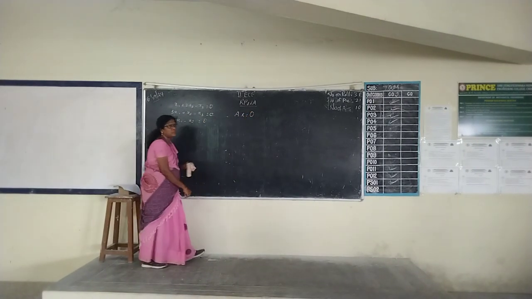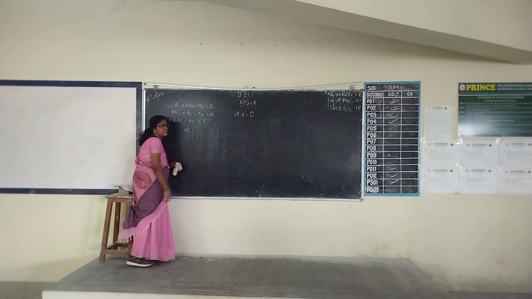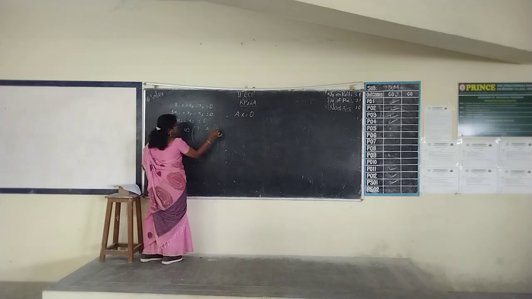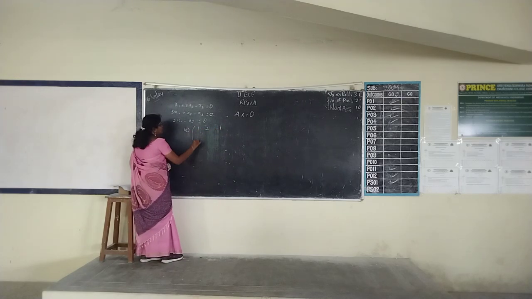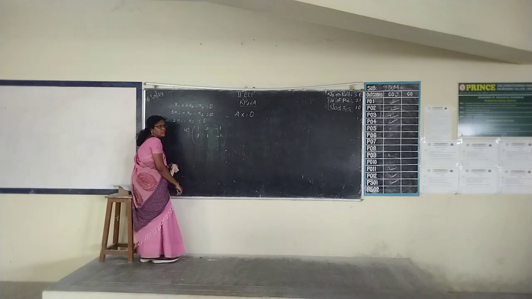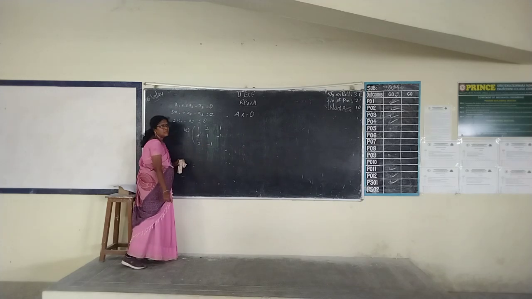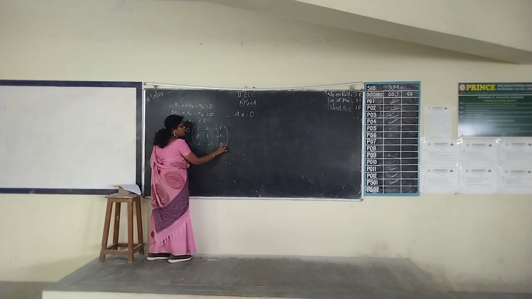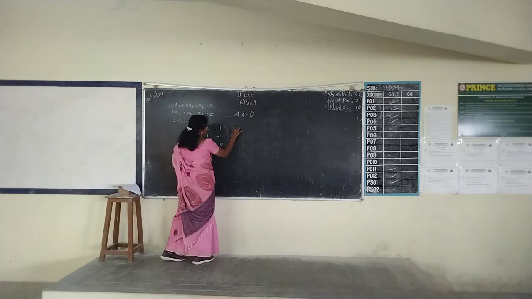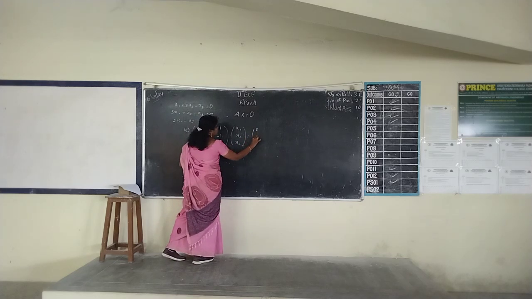That is, write it in matrix form. Tell me what is A? First row: 1, 2, minus 1. Second row: 3, 1, minus 1. Third row: 2, minus 1, 0, because there is no x3, so it becomes 0. The variables are x1, x2, x3, and all the constants are 0.